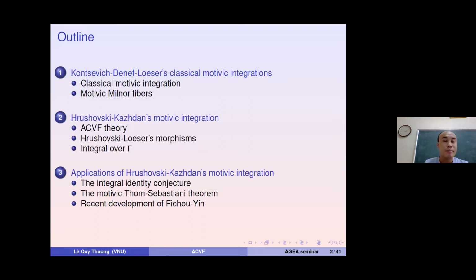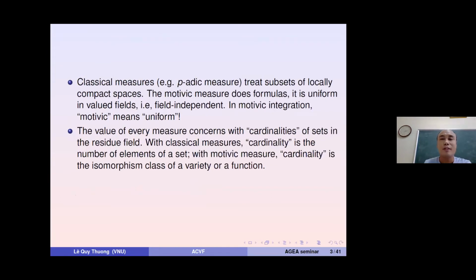In the last part, I mention some applications of methods in Hrushovski–Kazhdan motivic integration to some problems. So first, I say something about motivic integration. It developed from p-adic integration.